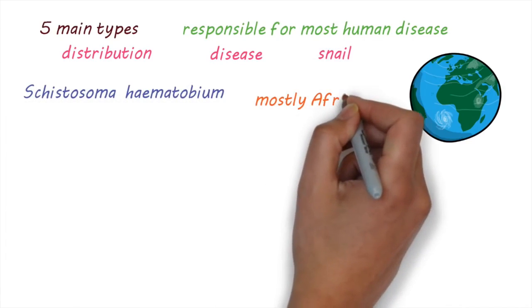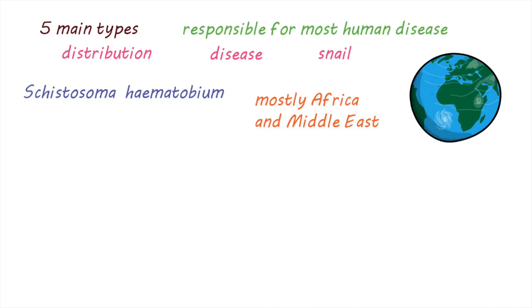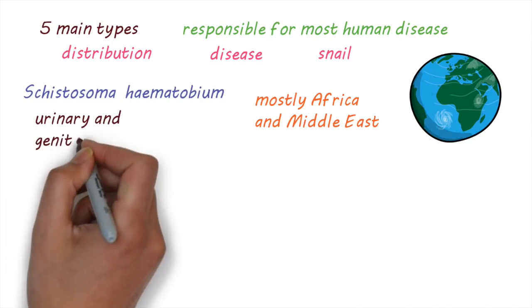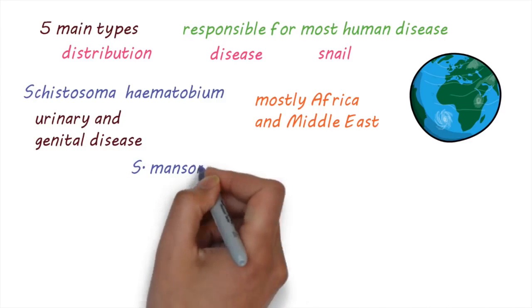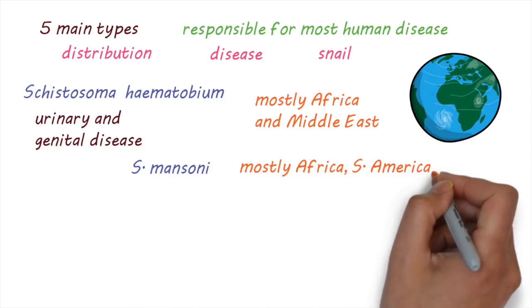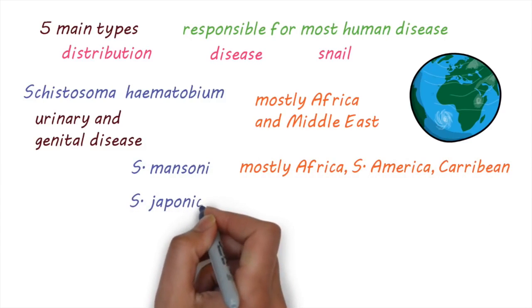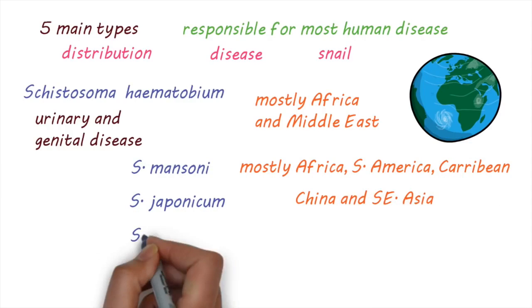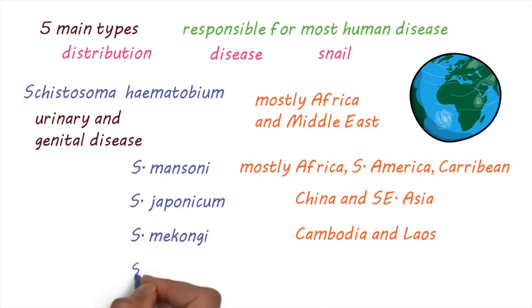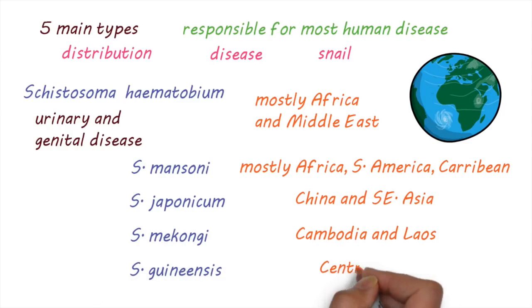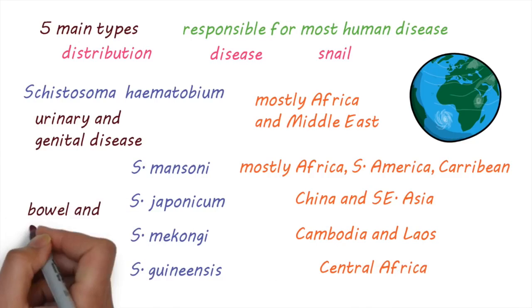Haematobium is mostly found in parts of Africa and the Middle East, and causes disease in the urinary and genital areas. Mansoni is mostly found in Africa, South America, and the Caribbean. Japonicum is found in parts of China and Southeast Asia, Mekongi in Cambodia and Laos, and Guineensis in Central Africa. These affect mainly the bowel and liver.